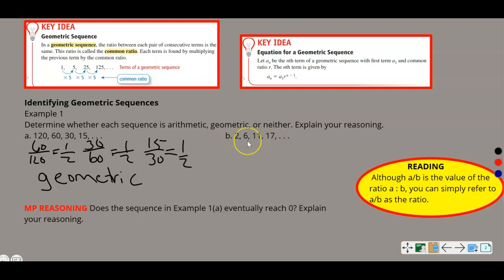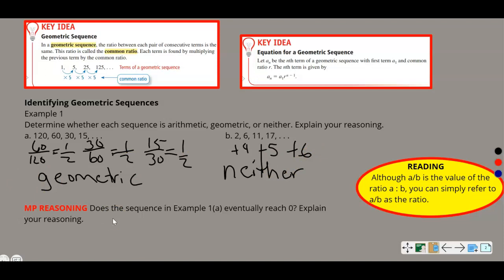All right, B part, we have 2, 6, 11, and 17. To get from 2 to 6, I'm going to add 4. From 6 to 11, I add 5. And from 11 to 17, I add 6. So there is a pattern here, but there's not a common difference, which means it's not arithmetic. And there's not a common ratio, which means it's not geometric. Even though there's a pattern and you could probably determine the next 3 numbers based on it, it would be considered neither arithmetic nor geometric.